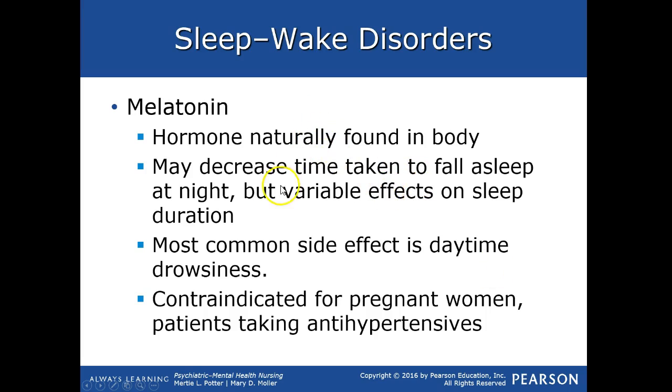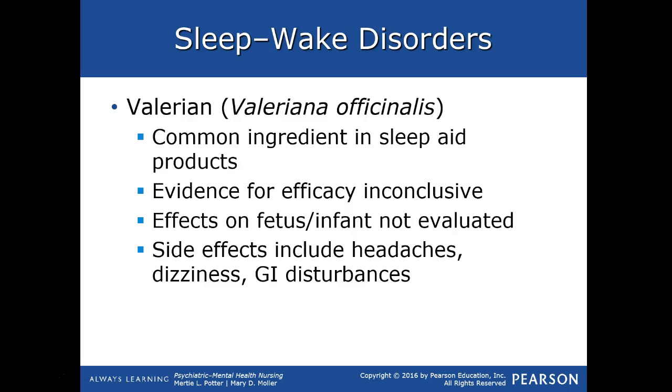I'm going to go real briefly through these. These are on the chart, but I'm going to touch on them a little bit. For sleep-wake disorders, we talked about melatonin. It's a hormone naturally found in the body, may decrease time taken to fall asleep at night, but has variable effects on sleep duration. So this probably helps the patient go to sleep, but doesn't keep them asleep. The most common side effect is daytime drowsiness, and again, there are contraindications in pregnant women and patients taking antihypertensives.